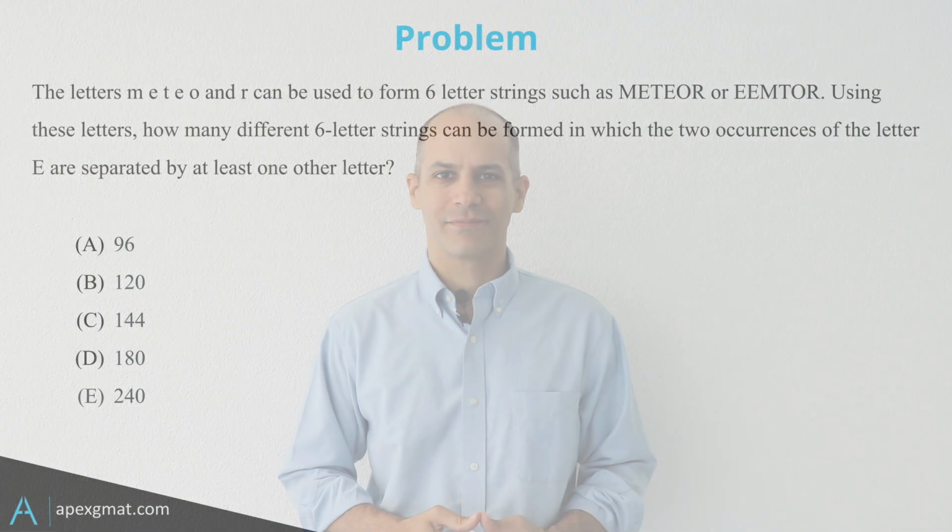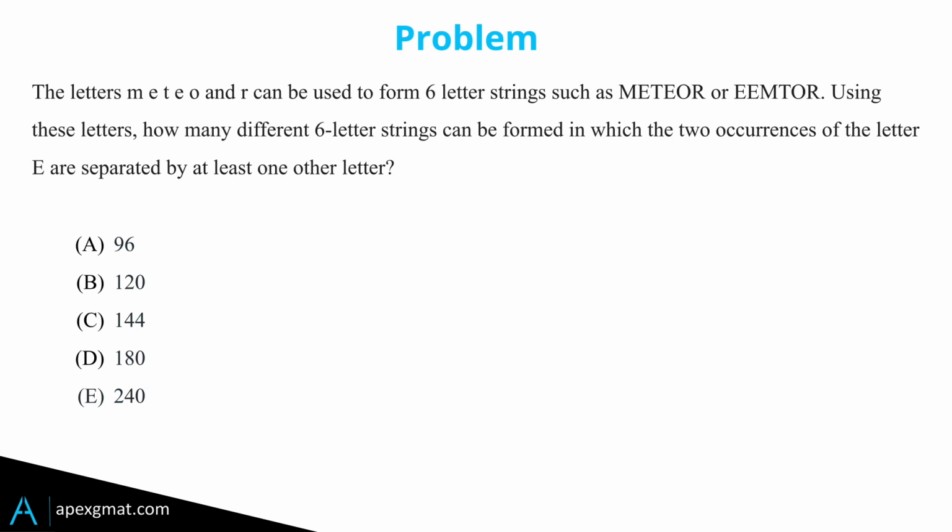Today we're going to be looking at a combinatorics problem that has a twist off of the classic combinatorics problem. The letters M, E, T, E, O, and R can be used to form 6-letter strings such as METEOR or EEMTOR. Using these letters, how many different 6-letter strings can be formed in which the 2 occurrences of the letter E are separated by at least one other letter?